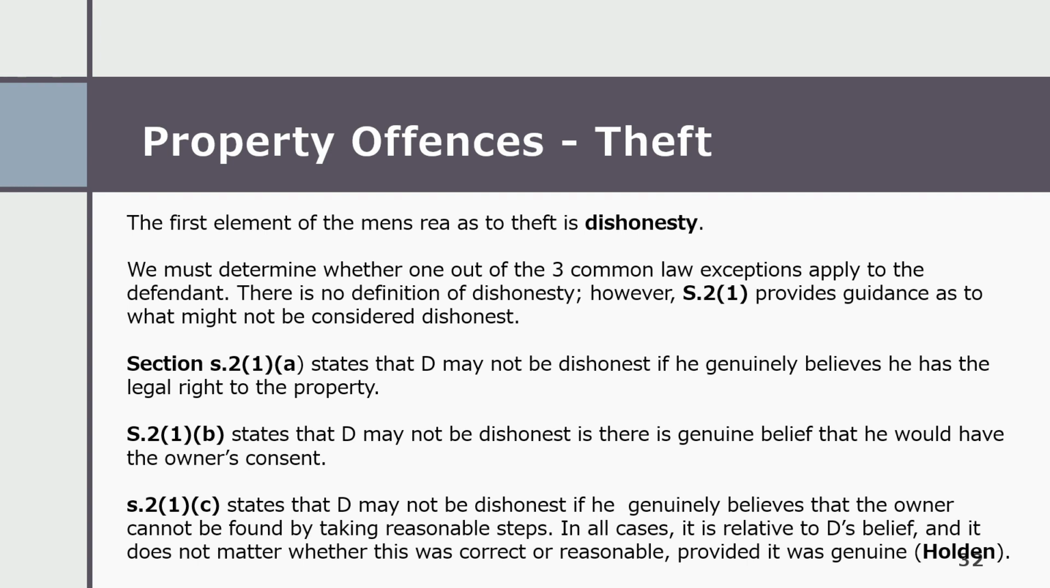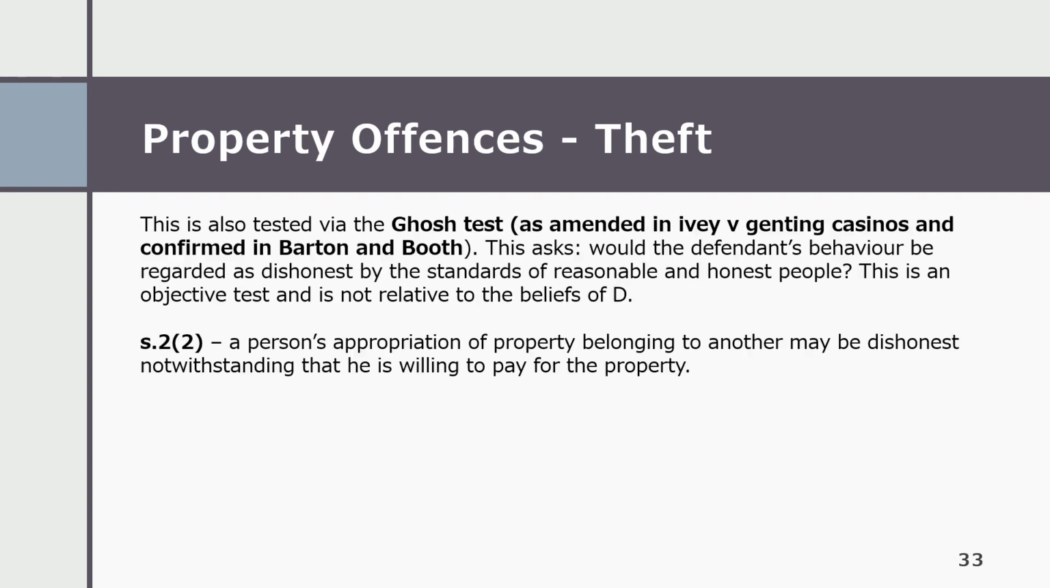So Section 2, subsection 1, subsection B states that D may not be dishonest if there is genuine belief that he would have the owner's consent. Section 2, subsection 1, subsection C states that D may not be dishonest if he genuinely believes that the owner cannot be found by taking reasonable steps. In all cases, it is relative to D's belief, and it does not matter whether this was correct or reasonable, provided it was genuine. So that's seen in Holden.